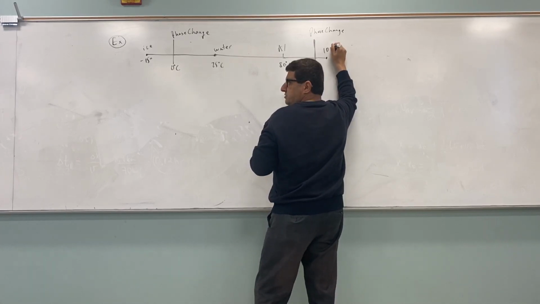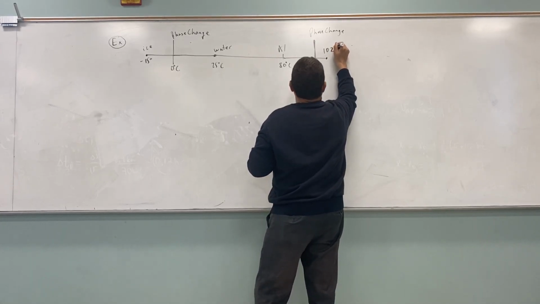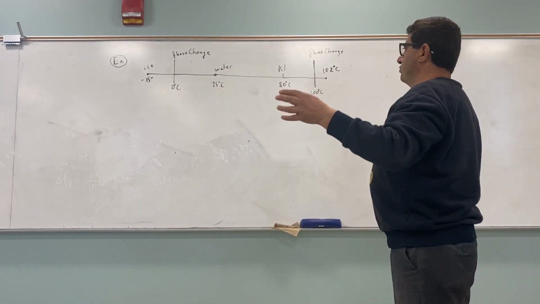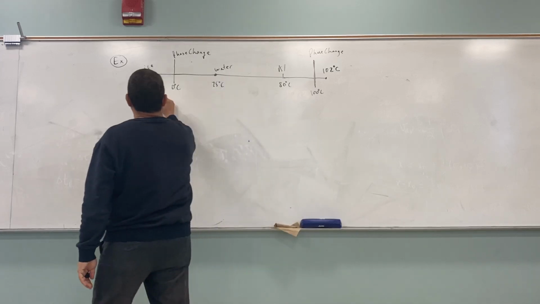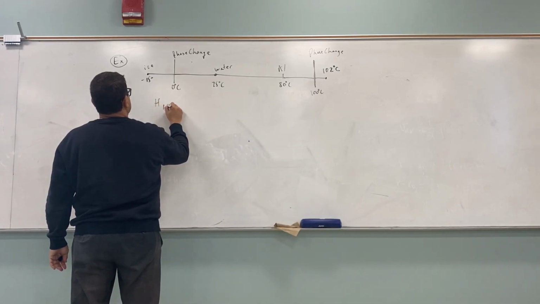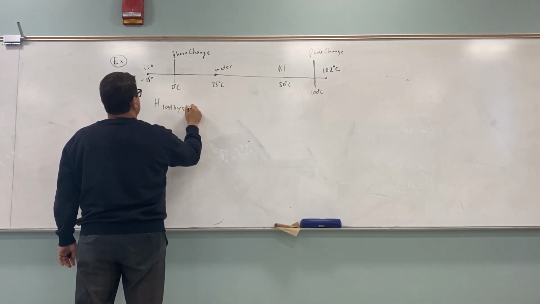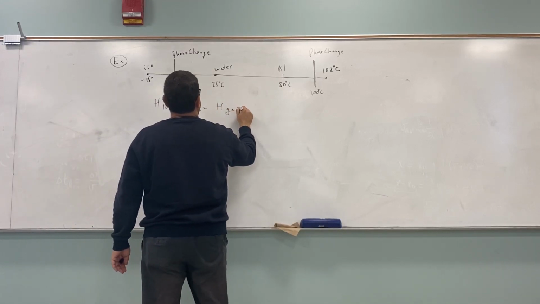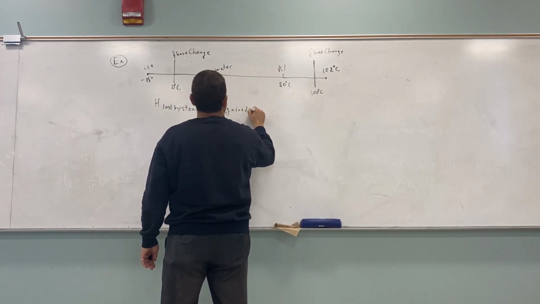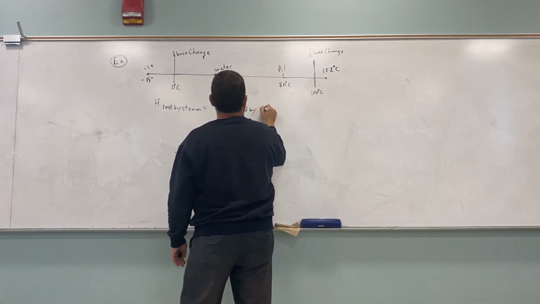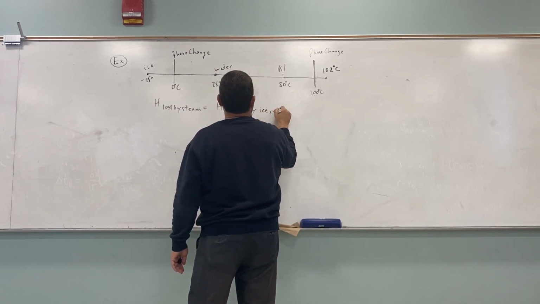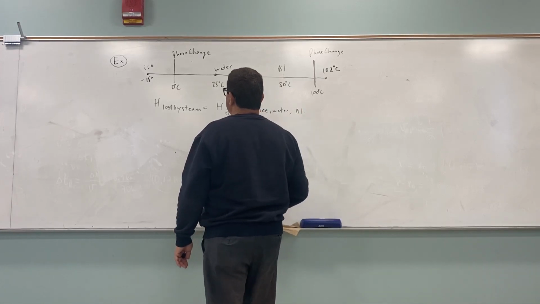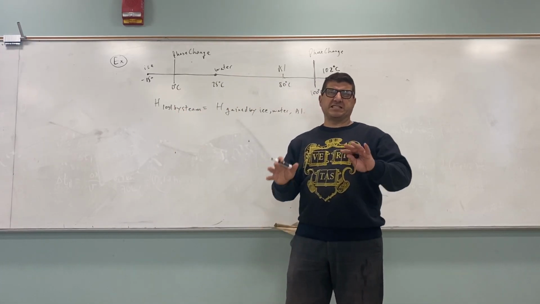Was it 102, the steam? 102 Celsius. Okay, so then we drew the equation: the heat lost by steam is equal to the heat gained by all the other stuff, the ice, water, aluminum.